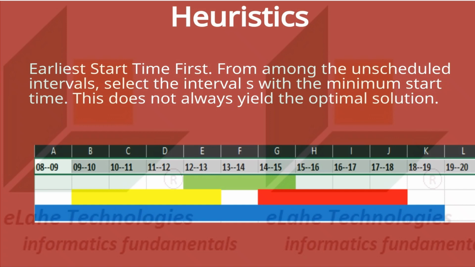In our example, the heuristic selects the blue job. Since it intersects with all the other jobs, nothing else can be selected. Thus the solution is of size 1, which is not optimal.